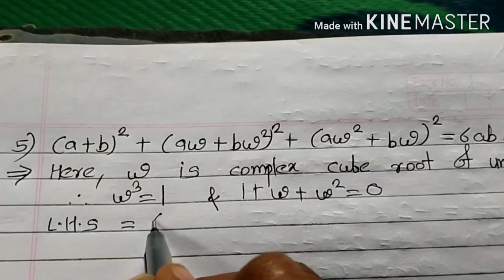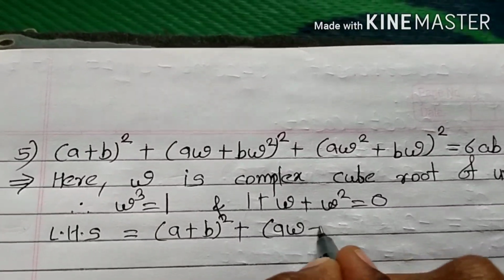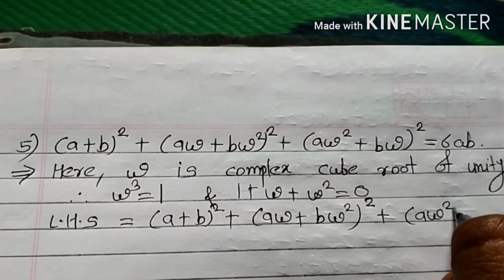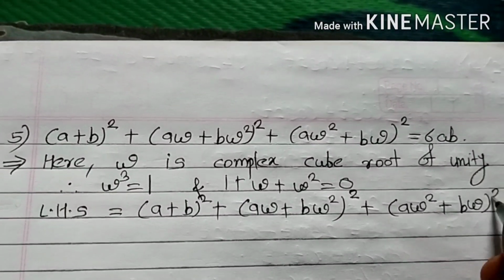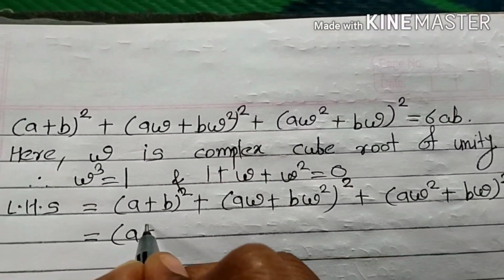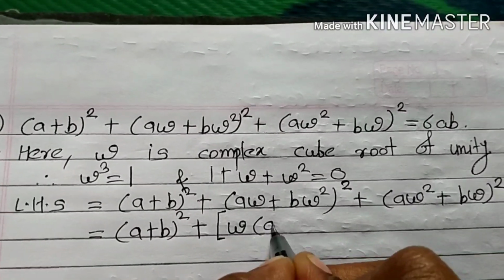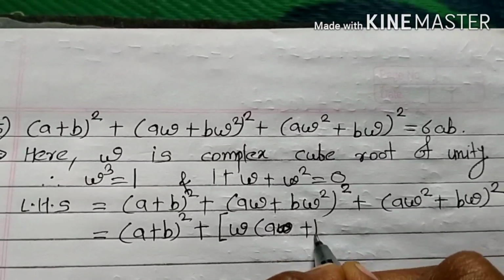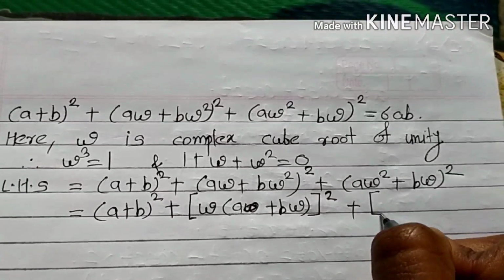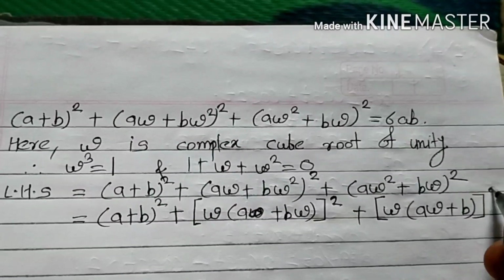LHS is equal to (a plus b) whole square plus (a omega plus b omega square) whole square plus (a omega square plus b omega) whole square. Okay. Now (a plus b) square plus, take omega common, so (a plus b omega) whole square plus here take also omega common, so (a omega plus b) whole square.